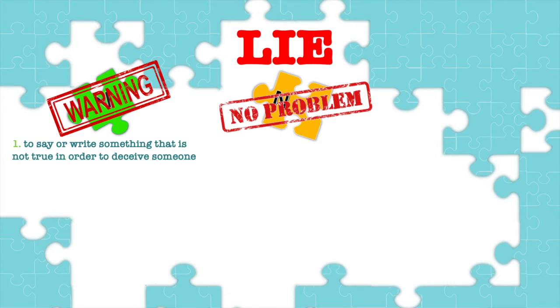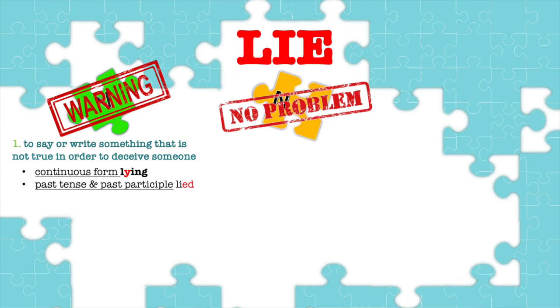The first meaning that comes to our minds is that lie is to say or write something that is not true in order to deceive someone. In this case, we have to pay attention to the verb form. So when it's in the continuous form, the verb is lying, but there's a slight change in spelling. So you need to be careful. It's L-Y-I-N-G. And then the past tense and the past participle, that is the third column, is lied. It's a regular verb. So it's L-I-E-D.